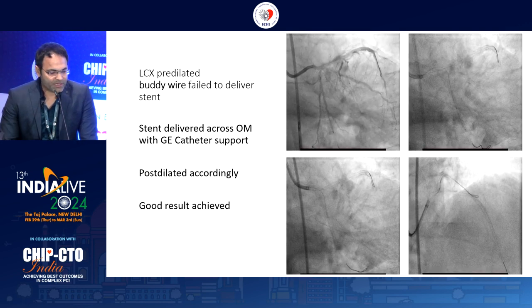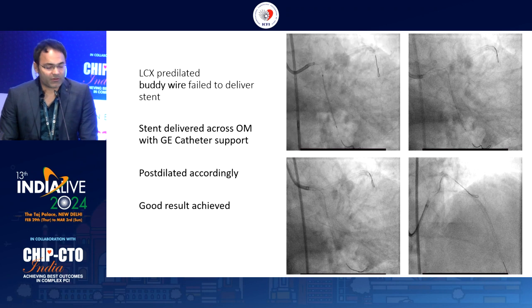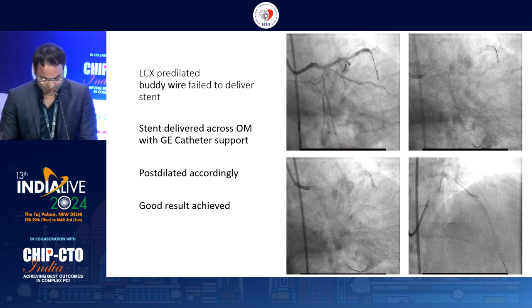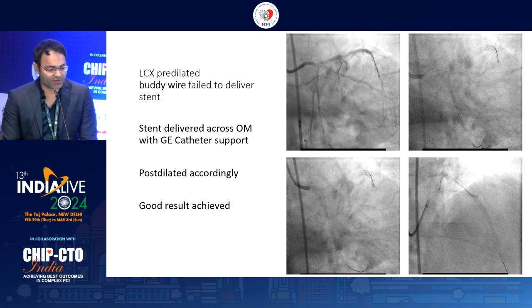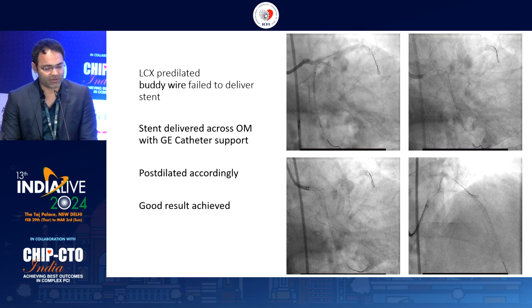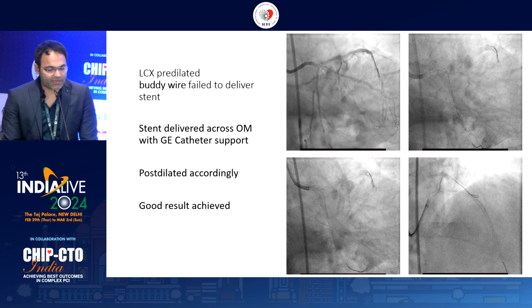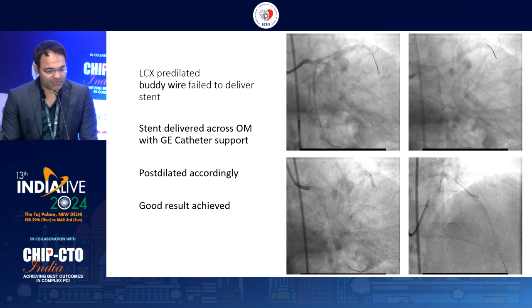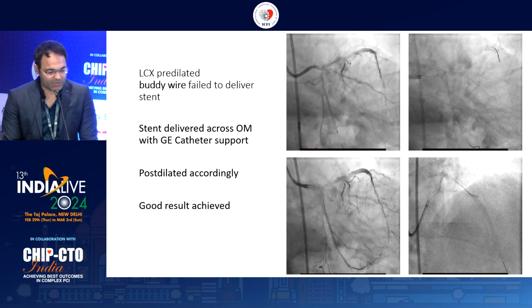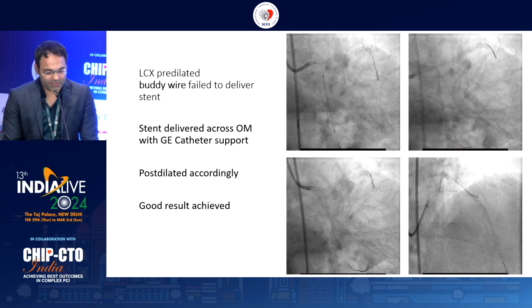So LCX was pre-dilated, however a buddy wire couldn't deliver a large stent across LCX in view of the angulation which we already experienced, which was already shown in the angiogram. Finally, a stent could be delivered across the OM with guide catheter support. GuideLiner was used, and then it was post-dilated accordingly, and a good result achieved.